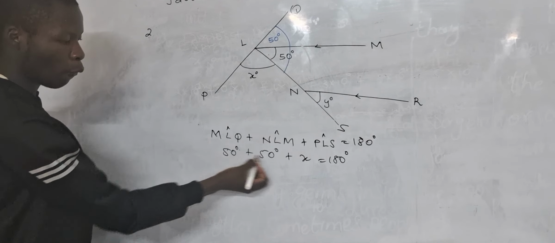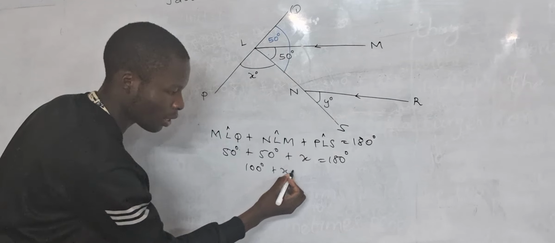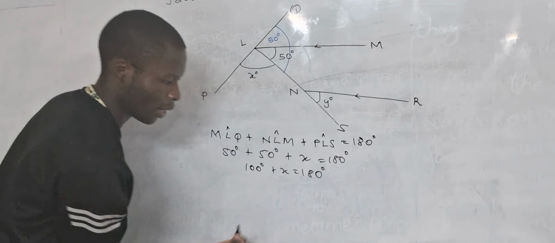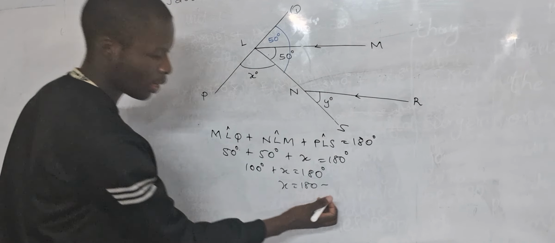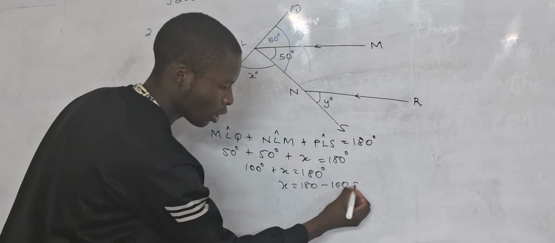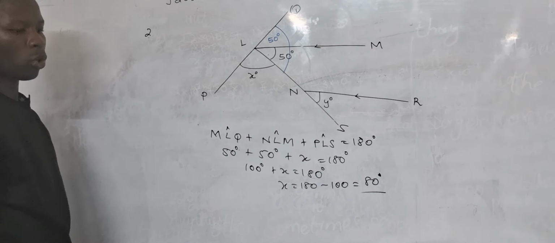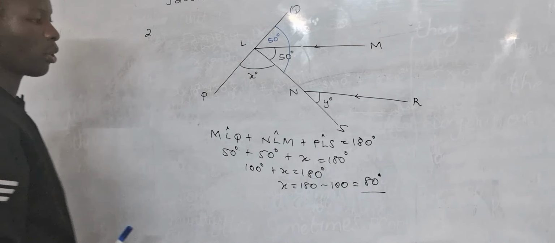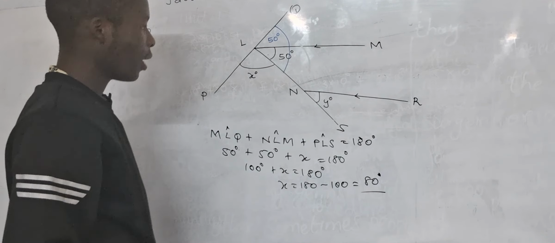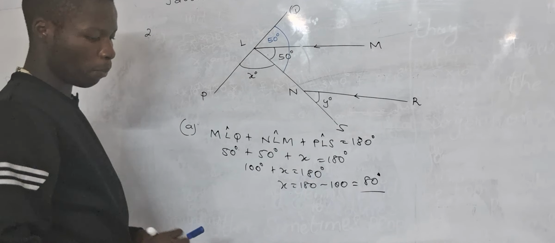Now 50 plus 50, the answer is 100. 100 plus x is equal to 180. Now x is equal to 180. If you bring this 100 to this side, you subtract, right? So 180 subtract 100. What is the answer? The answer is 80 degrees. So the value of x is 80. By doing this, you are going to get 2 marks. This is part A. Let's move on to B.